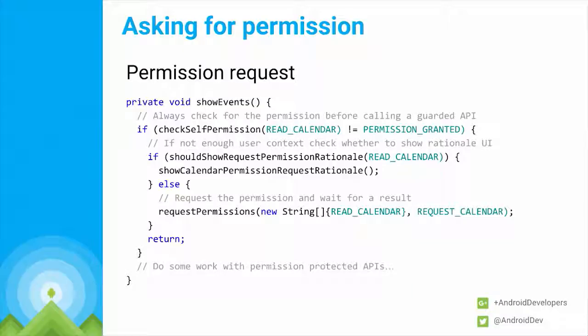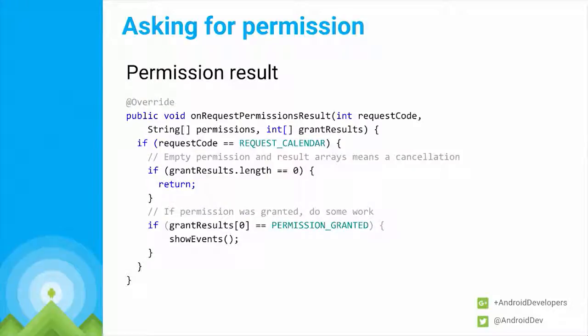Once you request the permission, you need to handle the result based on what the user decided. So this is what permission result handling looks like. The first thing you need to check is, is this the request I made? Is this the answer I'm waiting for? If that's the case, the next check is, is there information in the answer? Are the arrays with permissions and results empty? They're usually empty if there is a cancellation. The next thing you check is, did I get the permission? If you get the permission, go do the work.